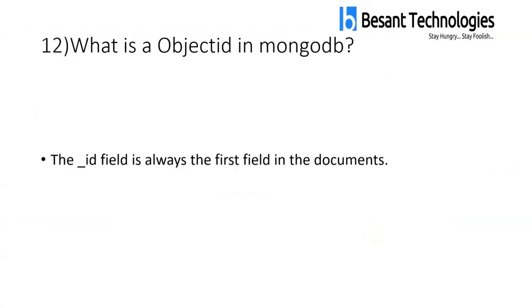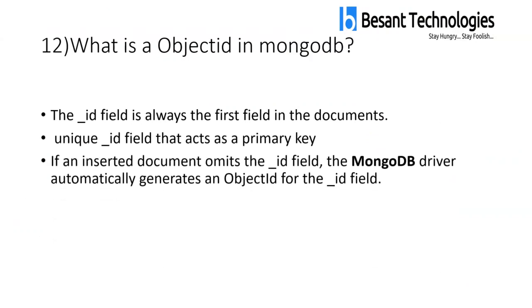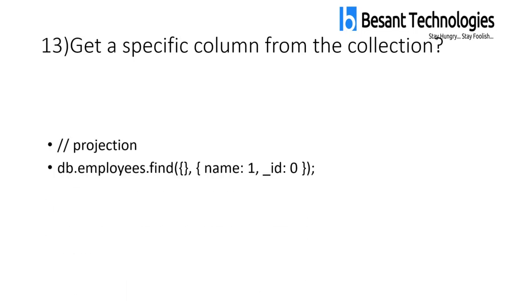Let me go to the next question. There may be many columns in your collection, in your documents, but in a case where I need only a specific column, what to do for that? You can use something called projection for that. How do you have to do it?